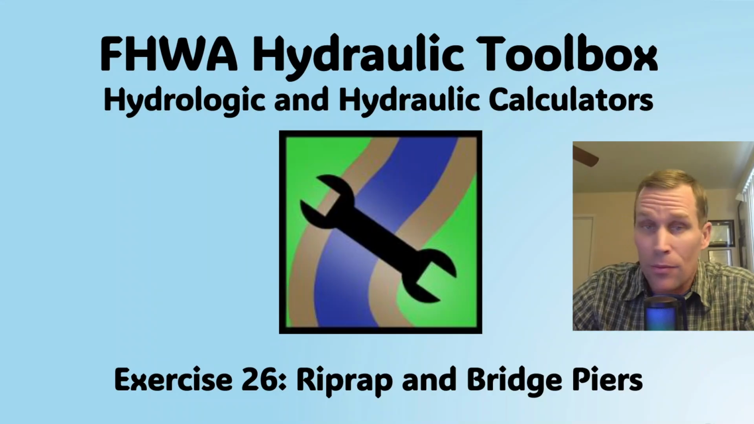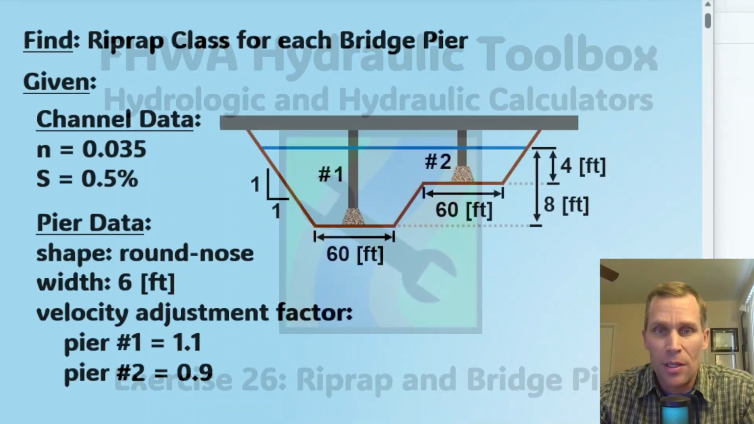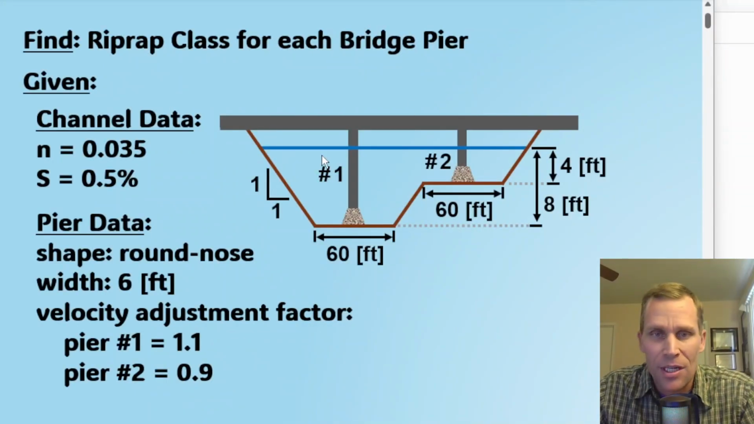And what we're going to be dealing with is riprap and bridge piers. So we're going to be determining which riprap class should be used for the different piers you're seeing on the screen here in this diagram. Find the riprap class for each bridge pier.